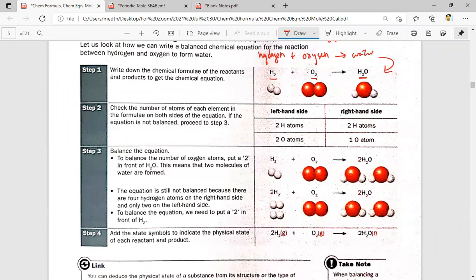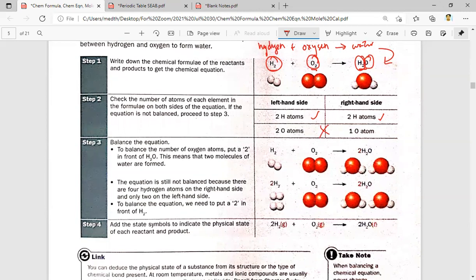So look at it here. On the left-hand side, I have 2 hydrogen atoms, H2. On the right-hand side, I have 2 hydrogen atoms, H2. Okay, good. This is what they mean by balance. The left-hand side must be equal to the right-hand side in terms of the atoms of the element. Next, O2 over here: on the left-hand side, I have 2 oxygen atoms, good. But on the right-hand side, I only have 1 oxygen atom. This is not balanced, so I need to balance it.